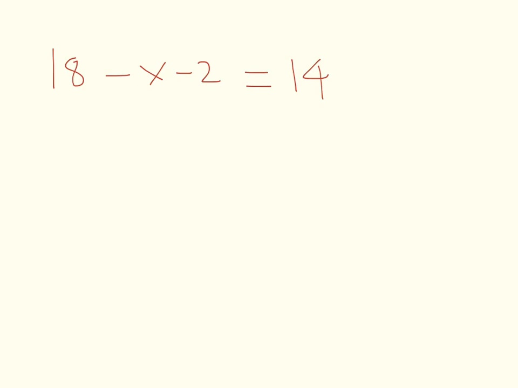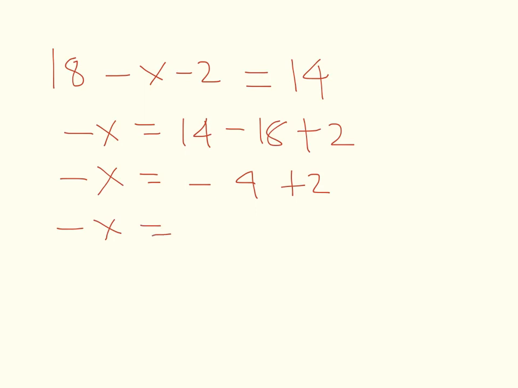So I'll keep the -x on this side, and I'll move everything else over. So -x is equal to -4 plus 2, so -x is equal to -2. Again, when you have a negative sign left with your letter, you should assume that this is a -1x, and then you need to bring over that -1 to the other side. So x is equal to -2 divided by -1, so x is equal to +2.